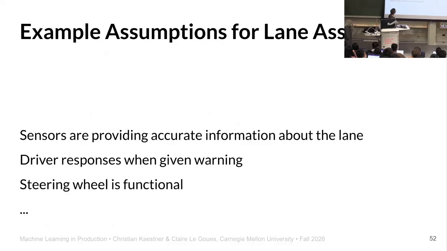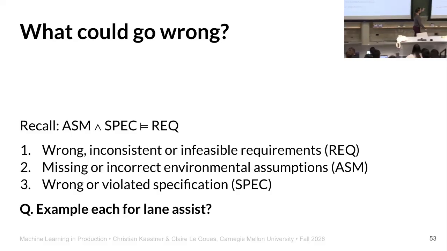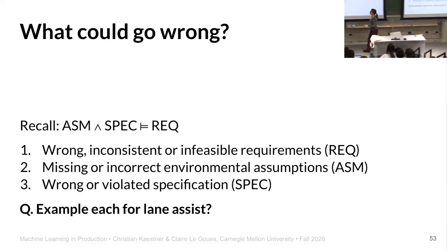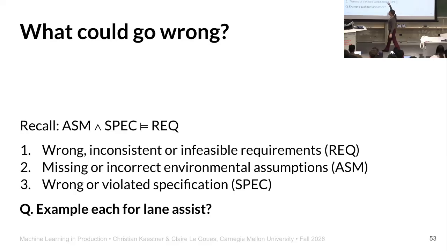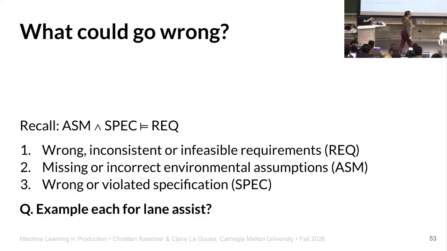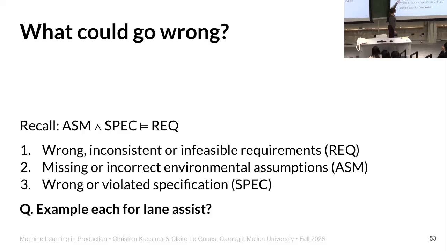So we've made a bunch of assumptions here, right? Some are that sensors are providing accurate information. The steering wheel is functional. And the important bit is that in terms of whether a system is satisfying its requirements, there are three places that this can all go to hell, right? One is impossible or inconsistent requirements, right? Or incorrect requirements. We could say that the system's supposed to do the wrong thing. This happens a lot. But also, we can fail to satisfy them because of missing or incorrect environmental assumptions, right?